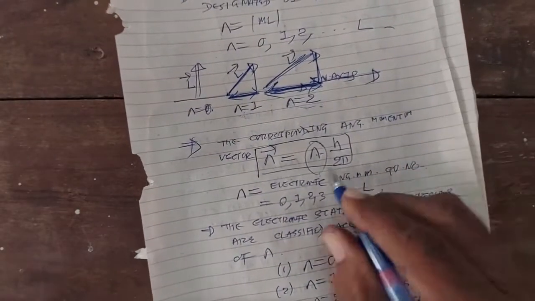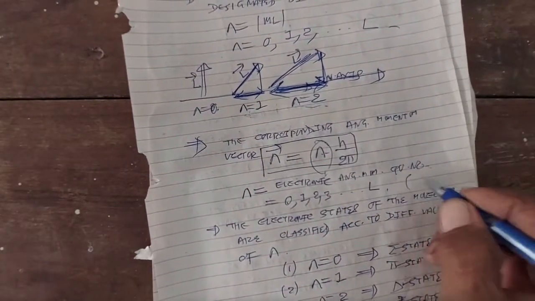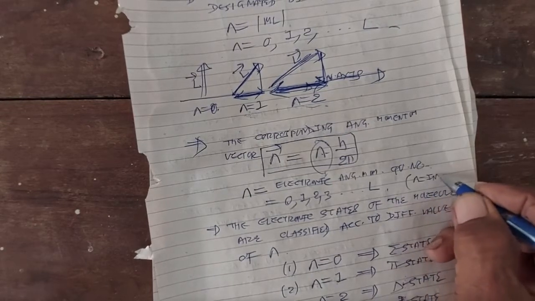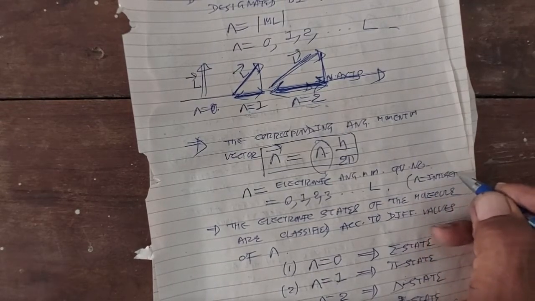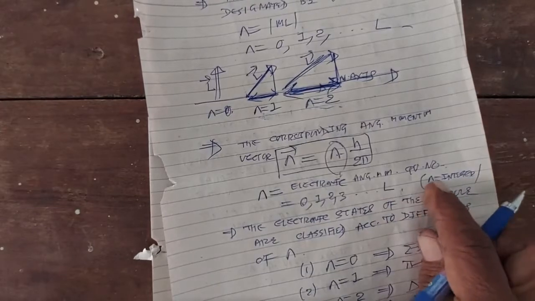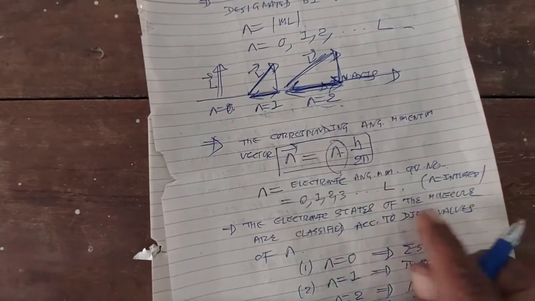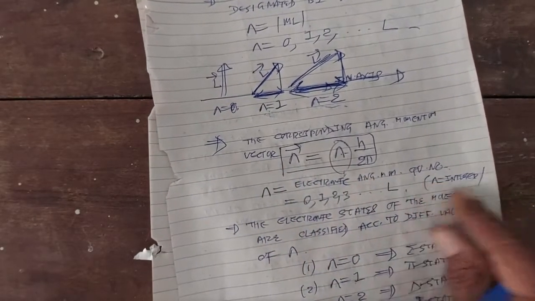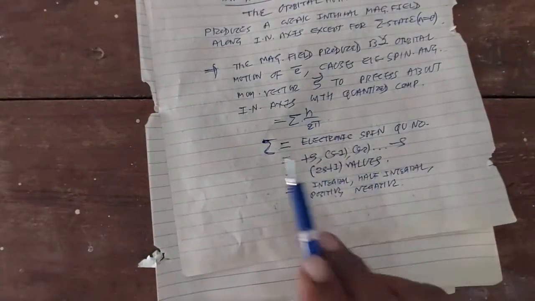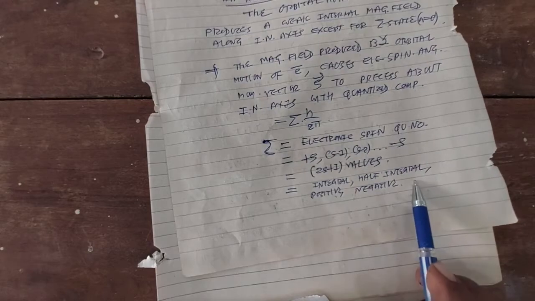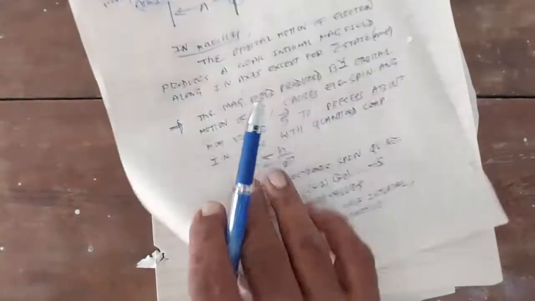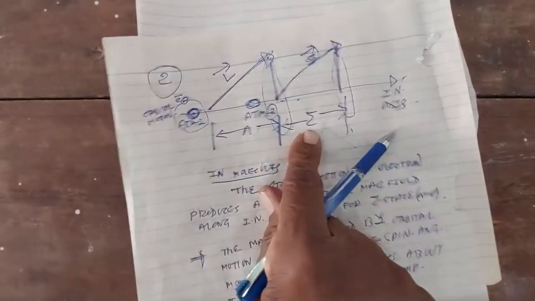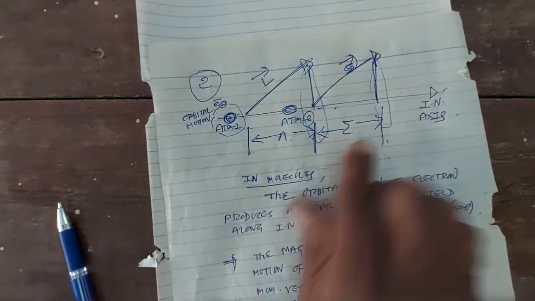Right? Why? This lambda is always integer. So, electronic angular momentum quantum number lambda is always integer, but the electronic spin quantum number sigma may be integral, it may be half integral, it may be positive or negative. So, we have studied two quantum numbers, lambda and sigma. Once again I repeat, what is lambda, what is sigma?